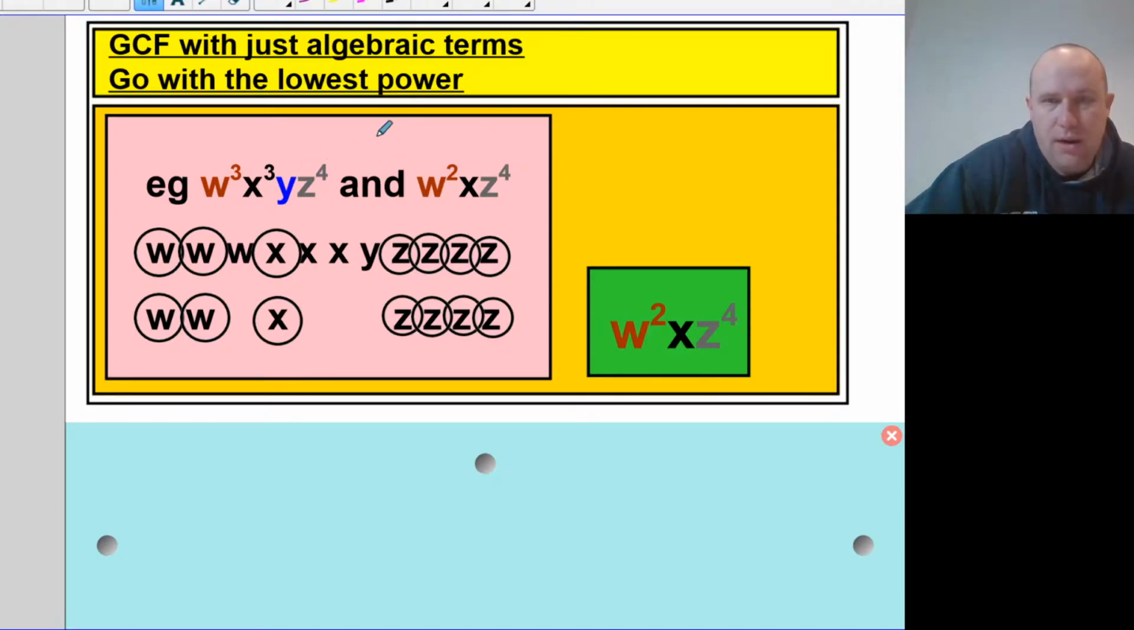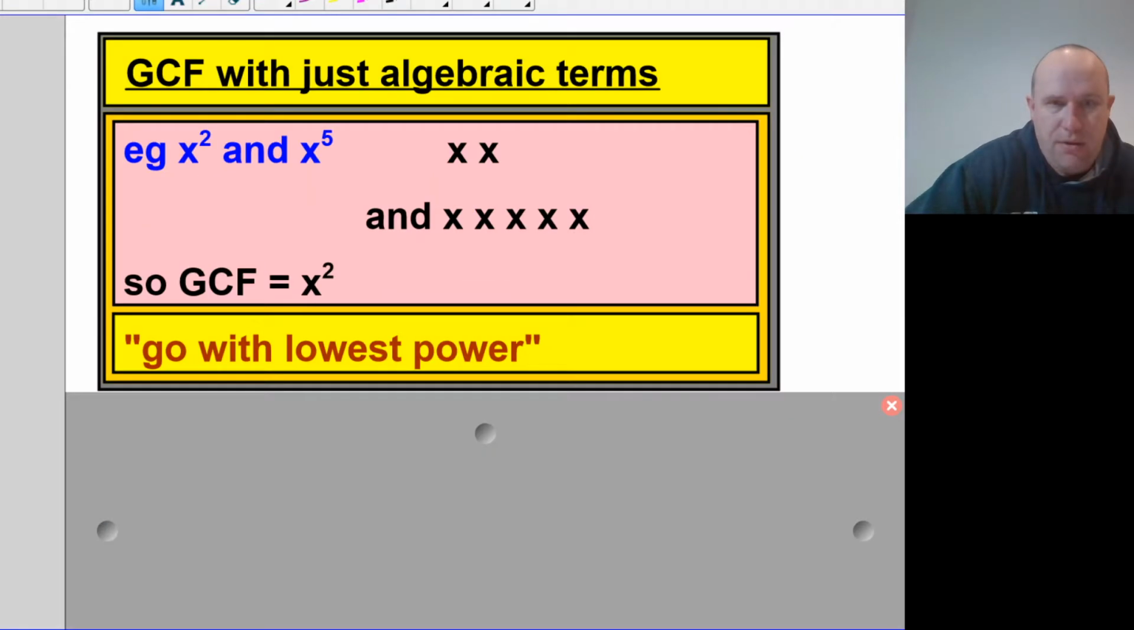Now there's actually no y's in common to both of these expressions, so that's why you don't see a y within the answer. And if you actually have the same exponent, then you just write down that exponent. But if you have one that's lower, then you certainly go with the lowest exponent. So just very quickly, if you had x to the 2 and x to the 5, 2 is smaller than 5, so you just go with x squared.